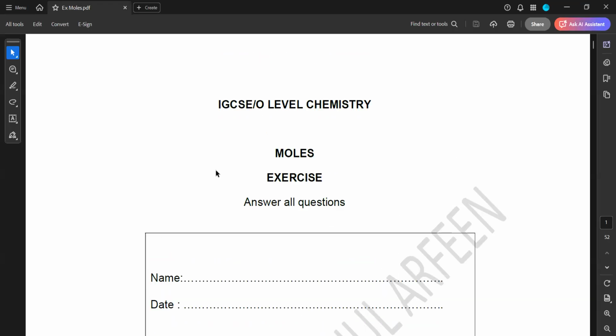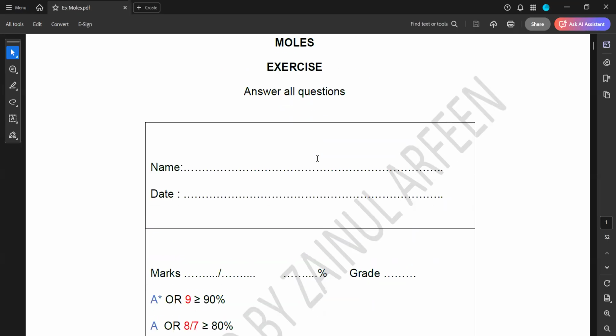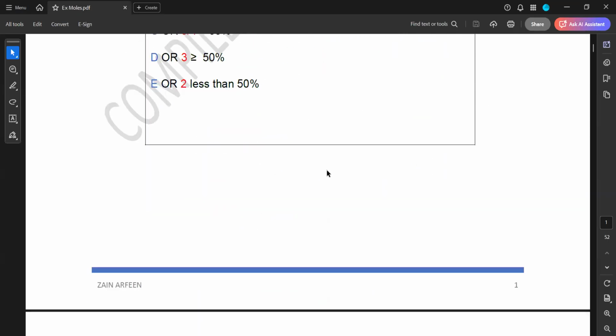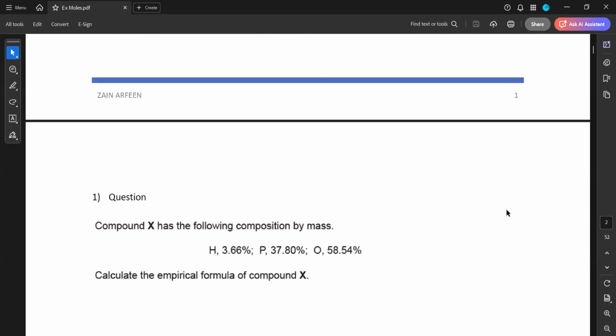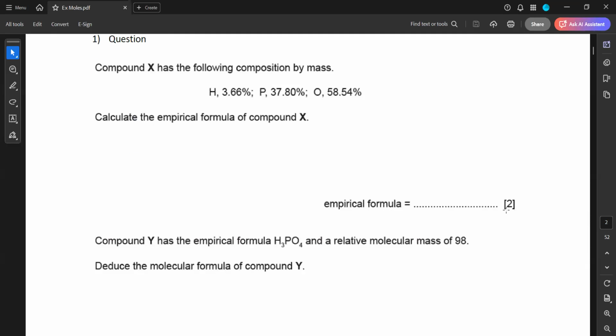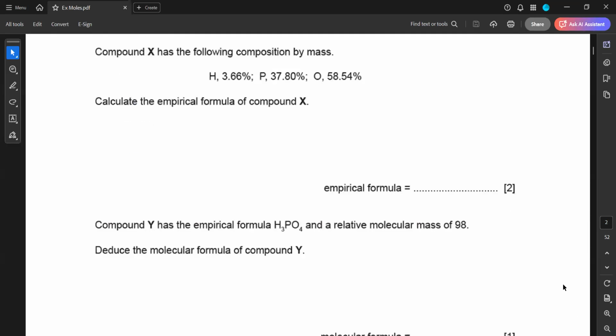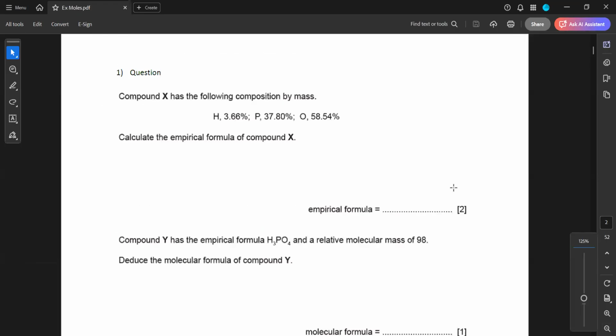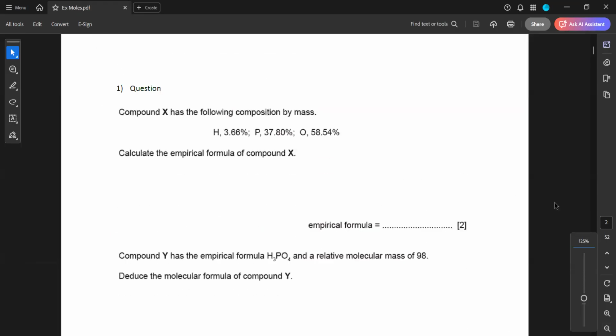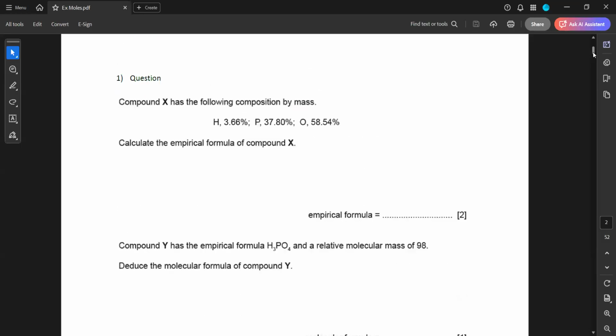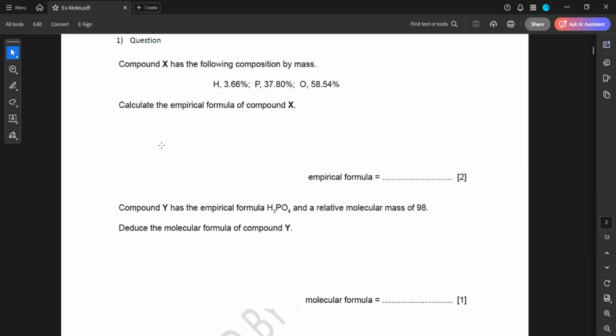The exercise related to the moles was last week's homework, from page 1 to 15. So I'll solve the questions. The first one: a compound X has the following composition. The composition is given for a compound X having the elements hydrogen, phosphorus, and oxygen. What is the empirical formula? How can we work out the empirical formula?